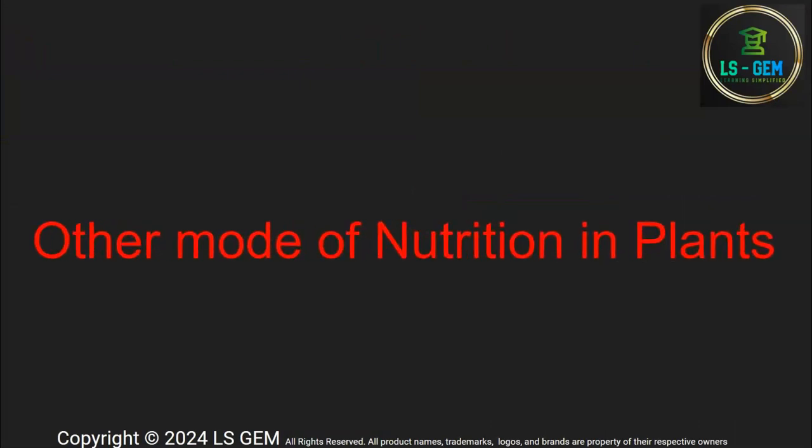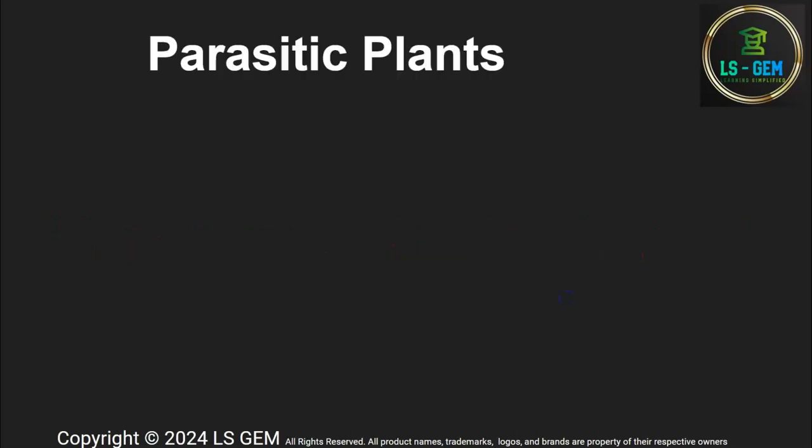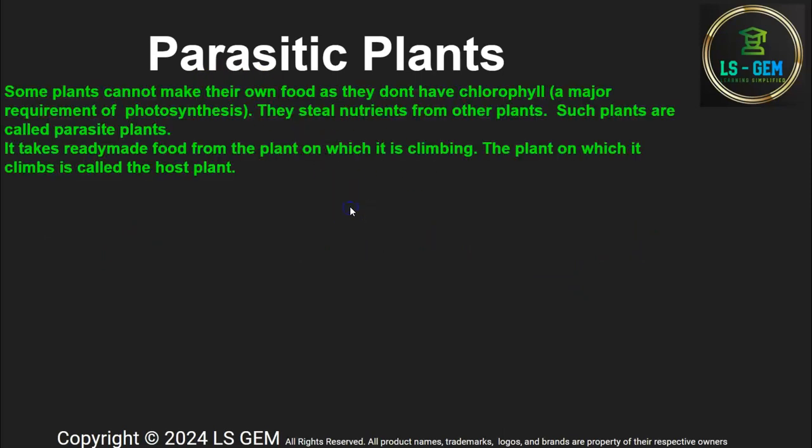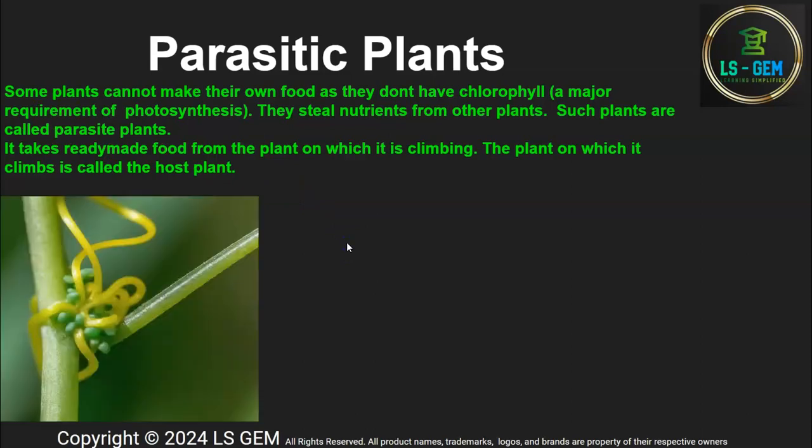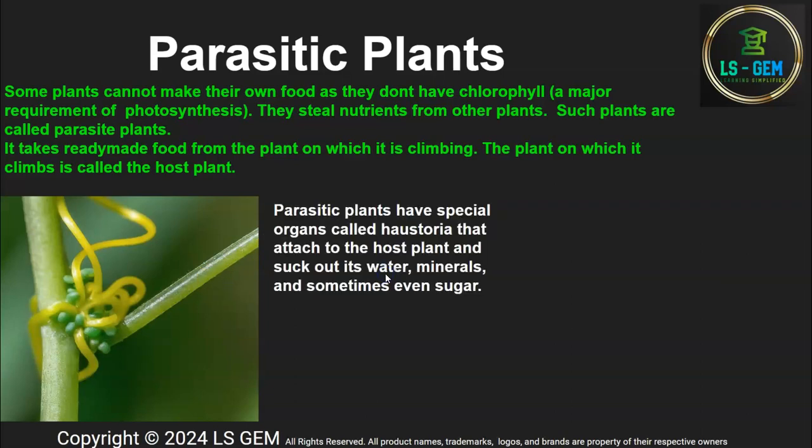Now, we will learn about the other modes of nutrition in plants other than photosynthesis. First one is parasitic plants. What are parasitic plants? Or we can say, what is parasitic nutrition? Some plants cannot make their own food as they don't have chlorophyll, a major requirement of photosynthesis. They steal nutrients from other plants. Such plants are called parasite plants.